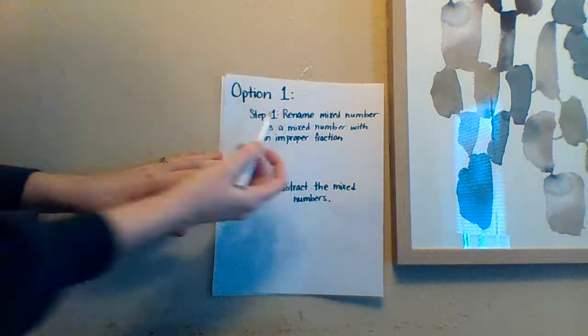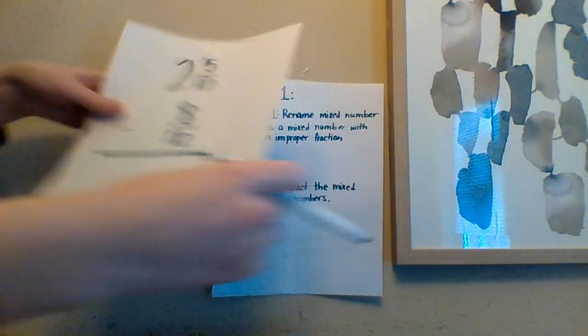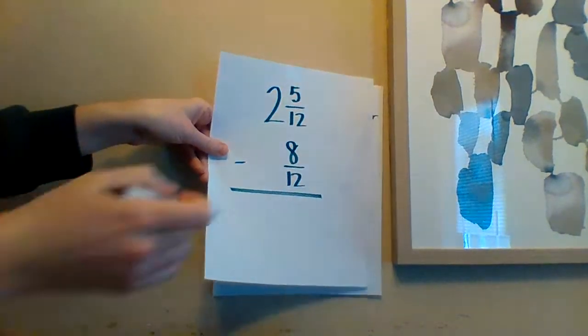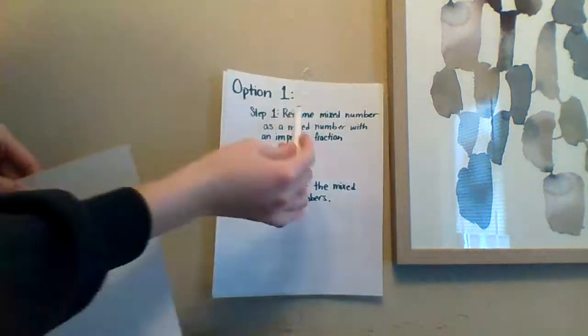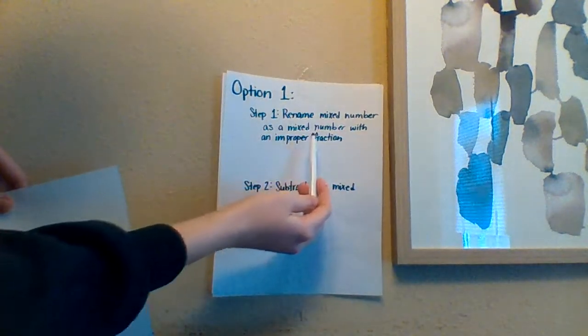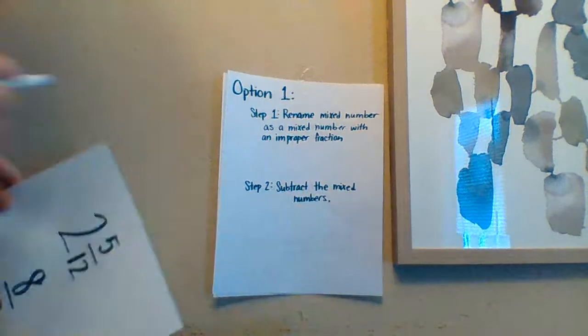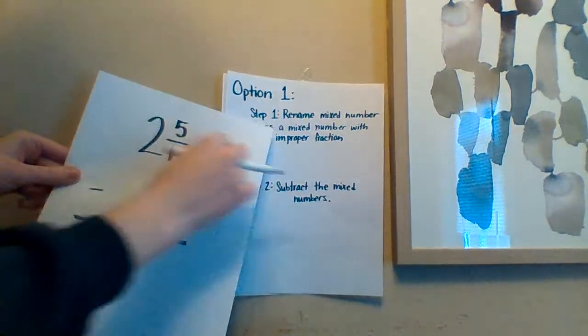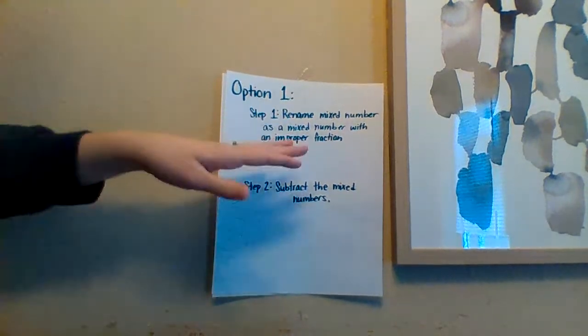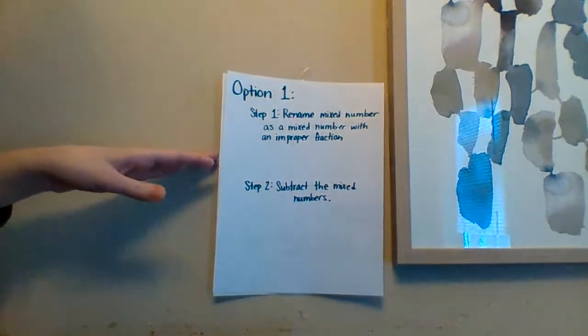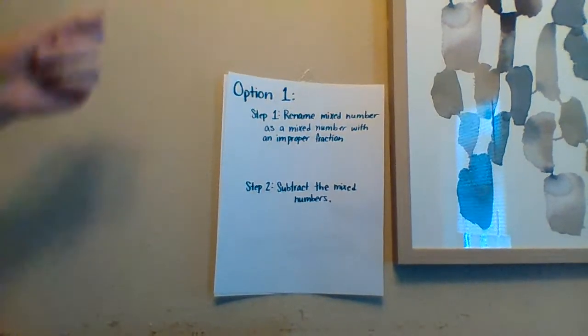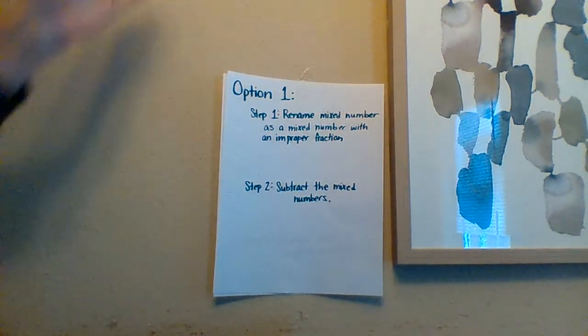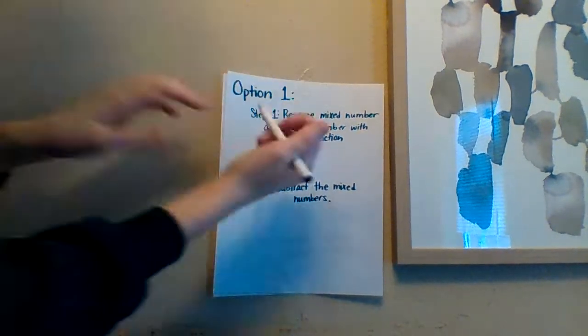Okay, so one option that we have when we have a problem like this is we could rename the mixed number as a mixed number with an improper fraction. That sounds really complicated, but it's really not. So let me go ahead and write this problem over here. And you guys are going to copy this down as well. So if you're at school, you're going to copy it underneath the flaps. If you're at home, you're just going to copy it on the paper that you're writing your notes on.